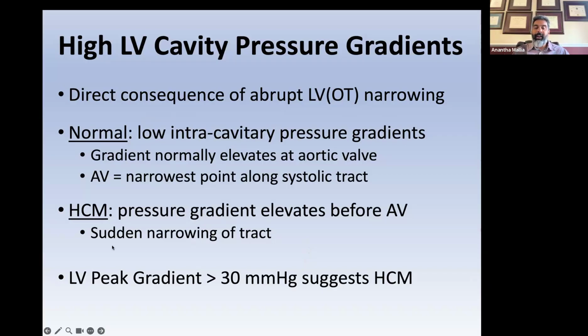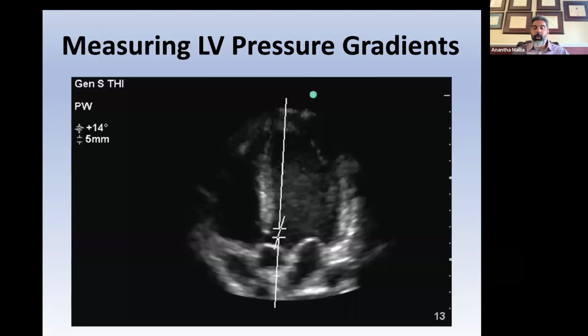Okay. If you identify a pressure gradient, a peak gradient in the LV of more than 30 millimeters of mercury, then that is highly suggestive of HCM. Okay. So the way we identify that is by using pulsed wave Doppler. And we're trying to find a place anywhere between the aortic valve and the main body of the LV where there's an elevated pressure gradient. Okay. So what we do is we do pulse wave Doppler, and we start with that velocity sampling gate just above the aortic valve, just like you would do if you're measuring stroke volume.